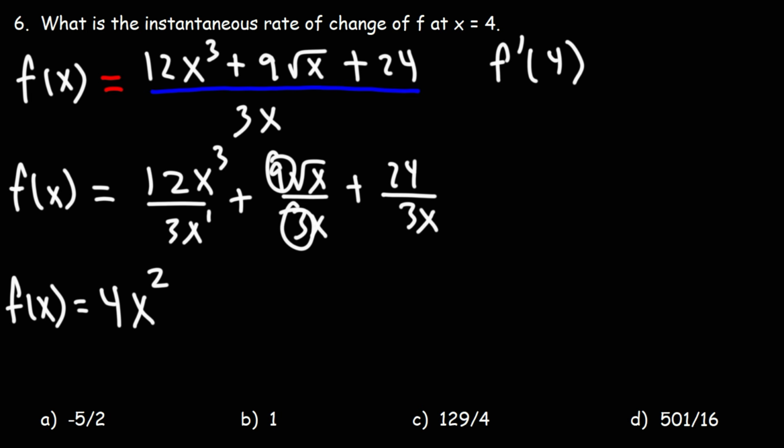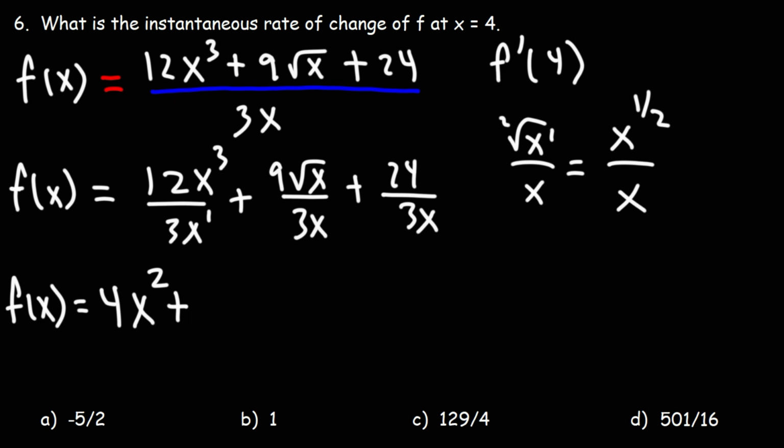Here we have 9 divided by 3, which is 3. And the square root of x divided by x. Let's talk about that one. The square root of x, we can write that as x to the half. And we're dividing it by x to the first power. So we need to take the top exponent and subtract it by the bottom exponent. So 1/2 minus 1, that's x to the negative 1/2. So 9 divided by 3 is 3, so this is 3x to the negative 1/2.